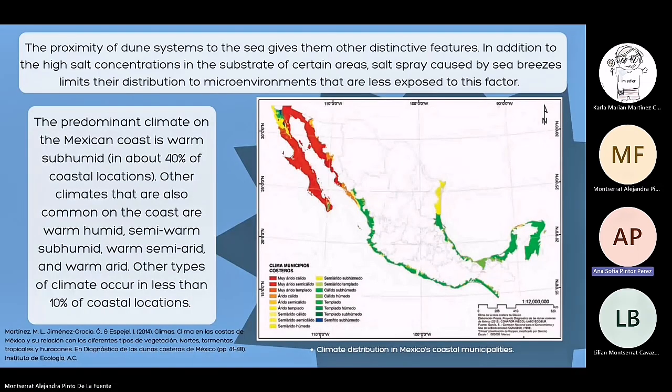In Mexico, we have a different climate because the Pacific Ocean and the Atlantic Ocean are not the same, because of their different locations. The predominant climate on the Mexican coast is warm subhumid. As you can see, it is above 40%. Other climates that are also common on the coast are warm humid, semi-warm subhumid, warm semi-arid, and warm arid.